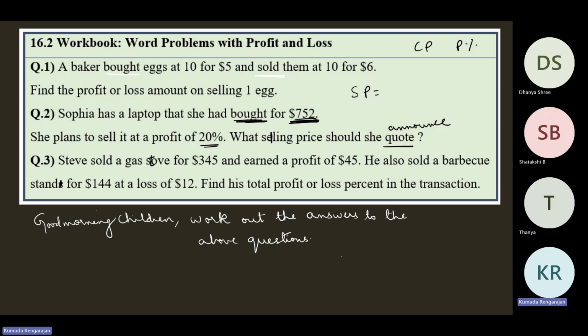So Steve does two transactions here. He has a gas stove and a barbecue stand. He sells both of them. Steve has a gas stove. He has a barbecue stand. He sells both of them.